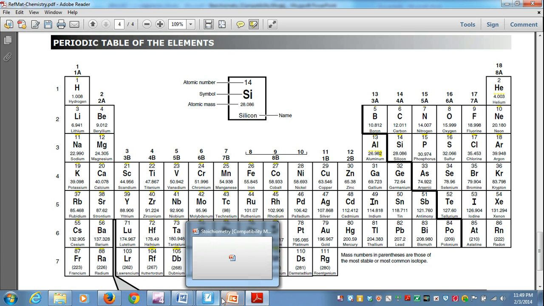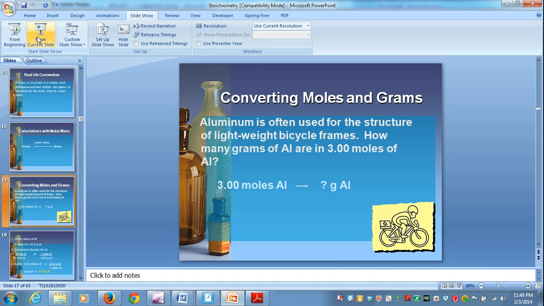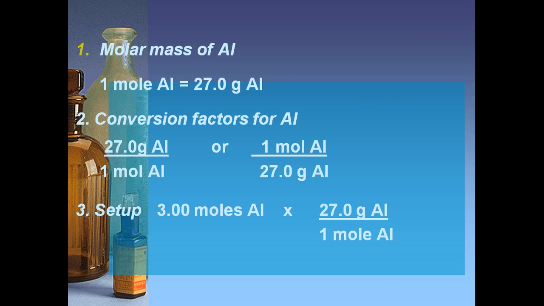So let's go back. The molar mass of aluminum, which we have just stated, is 27.0 grams of aluminum for every mole of aluminum. So anytime you have a mole of aluminum, it has a mass of 27.0 grams. So the conversion factors turn out to be 27 grams of aluminum for every mole of aluminum, or 1 mole of aluminum over 27 grams of aluminum.